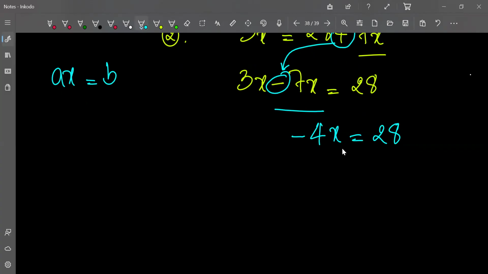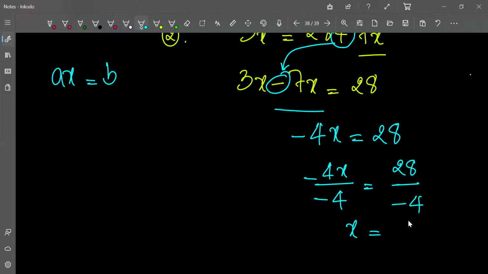So in this step, if you want to find the value of x, you need to divide both sides by the coefficient of the variable x. Okay, so the coefficient of x is negative 4, so you need to divide both sides by negative 4. So negative 4 divided by negative 4 is 1. 1 multiplied by x is x. So x equals 28 divided by negative 4, which is negative 7.